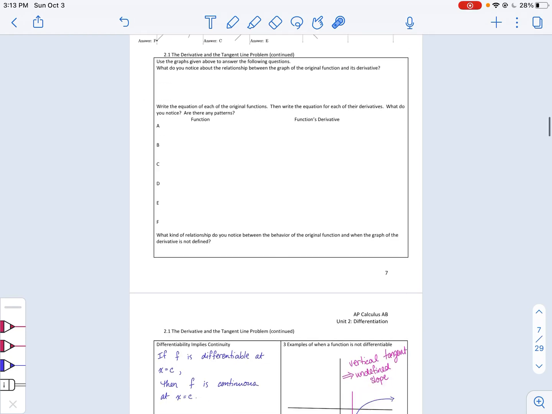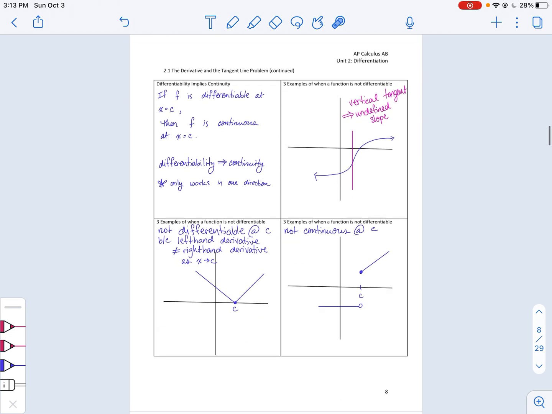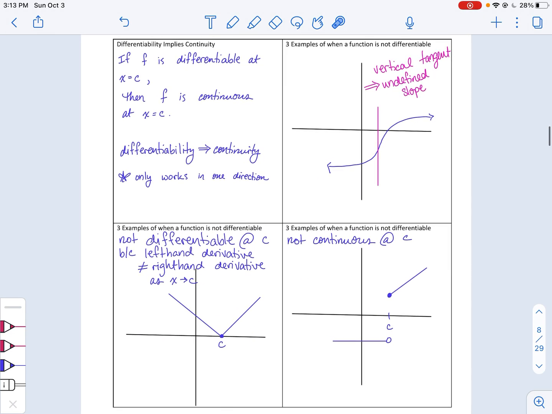All right, so next page. You can go ahead and pause and copy if you would prefer, and then come back. All right, so differentiability implies continuity. Star it, circle it, something. This is super, super important. So differentiability implies continuity. This only works in one direction. It does not work in reverse order.